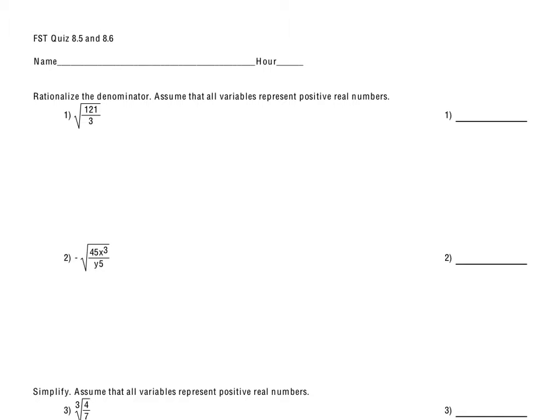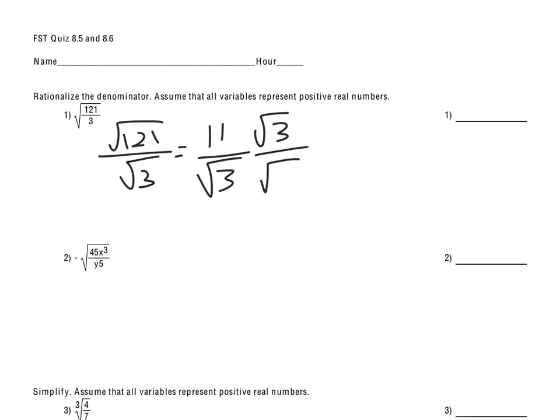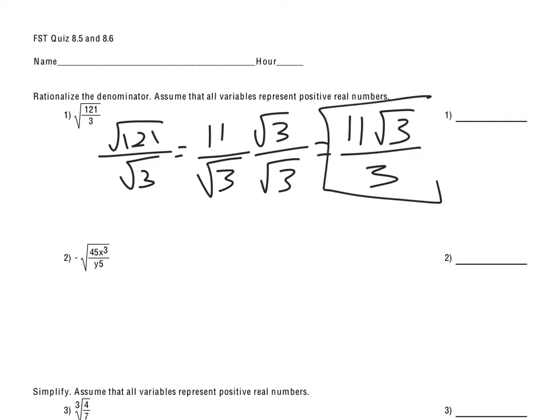For number one, we want to rationalize the denominator. One thing I noticed with that one right away is that the numerator, the 121, is a perfect square. So if I split that up, I can get 11 over the square root of 3. That makes it kind of nice to handle. And then in order to rationalize the denominator, we multiply by the square root of 3 over the square root of 3. And so we get 11 square roots of 3 over 3 as the result.